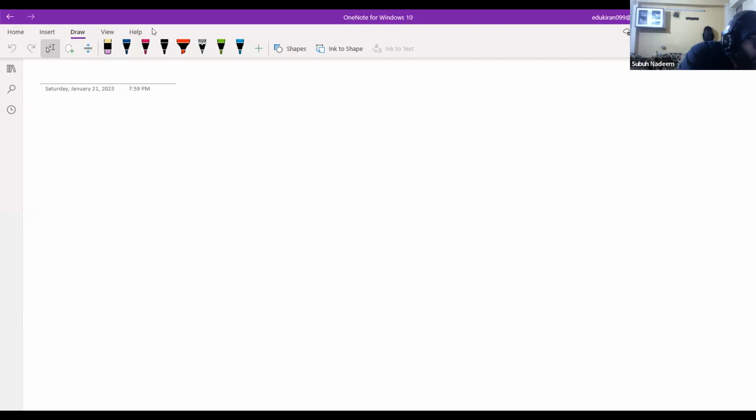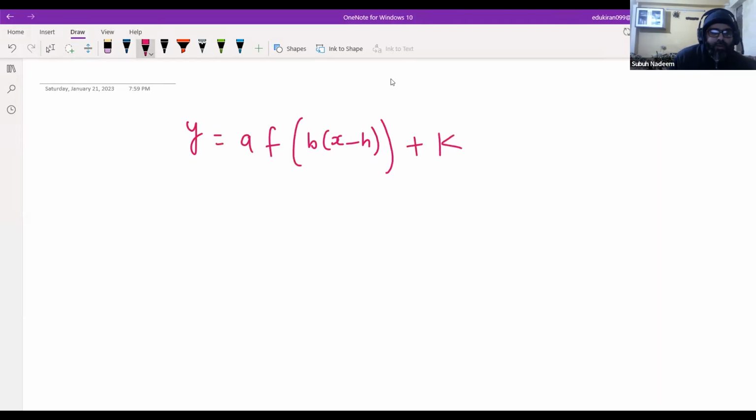So the first slide is very important and it seems a small slide, but it has many concepts in it. y equals a f of b into (x minus h) plus k. There are a few points illustrated here. The first point is, if a is less than 0, f(x) is reflected in the x-axis. So we will see all these points one by one.